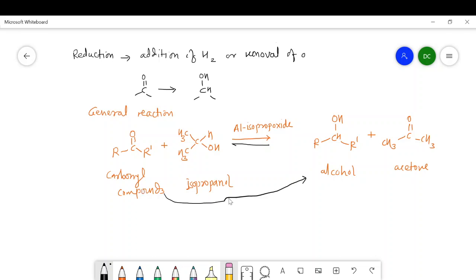Now, what is the statement of this reaction? In a statement, we can say that the reduction of a carbonyl compound, that is reduction of an aldehyde or a ketone, on heating with excess of isopropanol or isopropyl alcohol to the corresponding alcohols in presence of aluminum isopropoxide as a basic catalyst is known as MPV reduction reaction. This is the statement of this MPV reduction reaction.